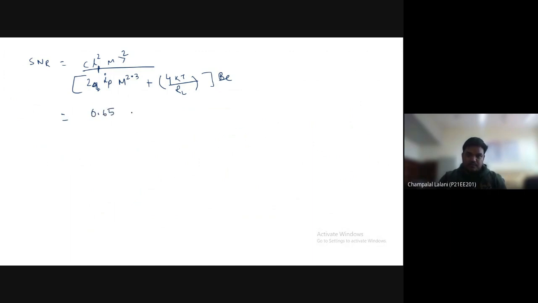SNR is (R P) squared divided by 2Q, where Q is 1.6 into 10 to the minus 19, into IP M raised to power 2.3, plus 4KT upon RL, into B. Let's put the value of everything. 0.65 into 100 to the power minus 9 into 42.